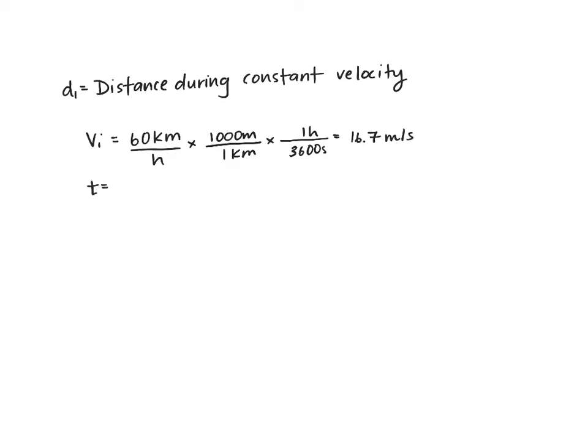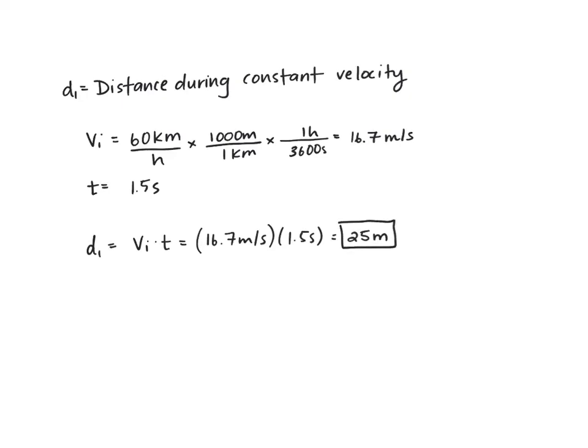We know that our time is equal to 1.5 seconds, typical reaction time. So our constant velocity distance is going to be 16.7 meters per second times 1.5 seconds. And we get 25 meters. So that's how far the car actually travels before the brakes are applied at all.